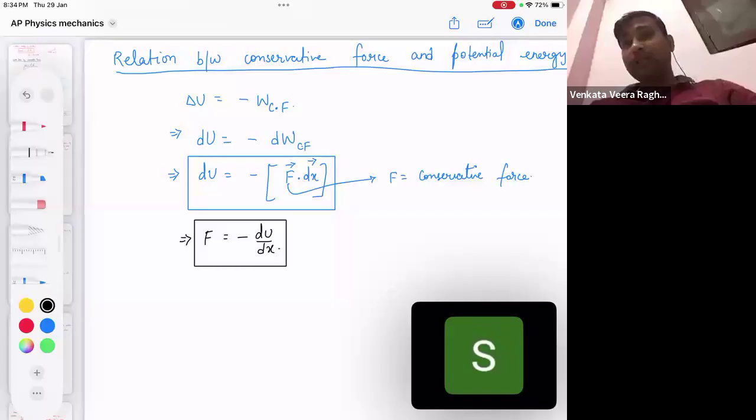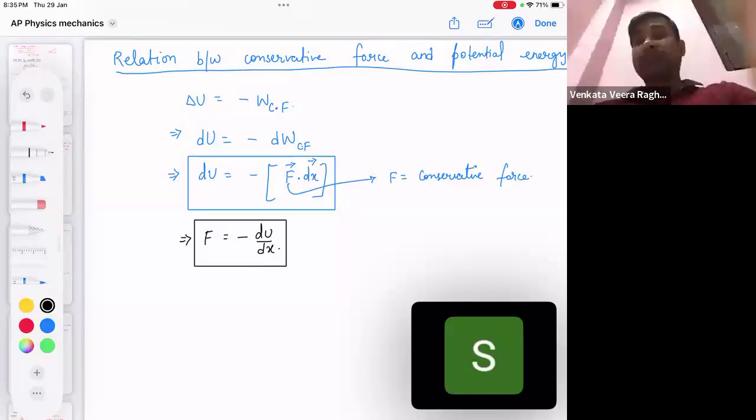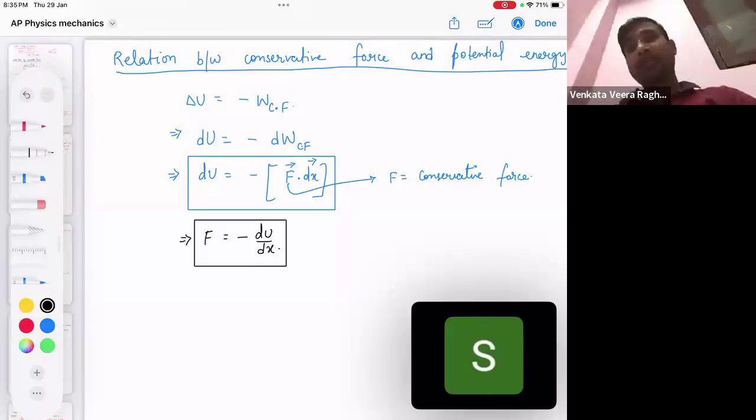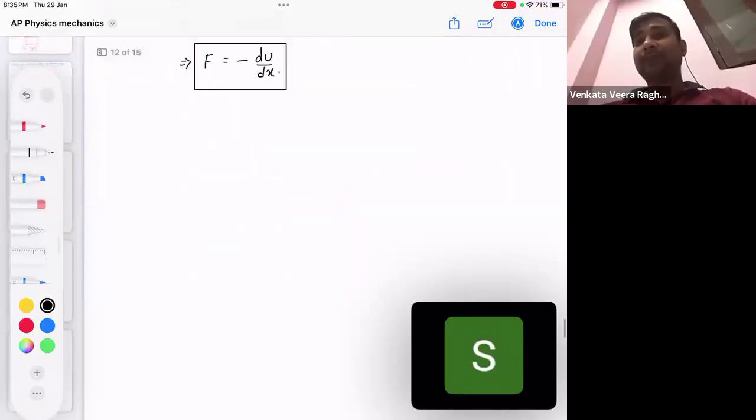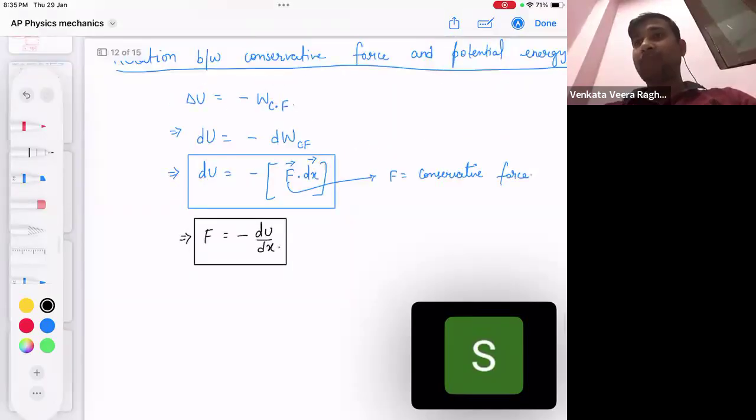In that situation, we should find the force by partially differentiating it. If I differentiate potential energy with respect to x, that gives us the force in the x direction. Then we differentiate it with respect to y, which gives us the force in the y direction. Understood? Now, one last thing we will discuss, and then we'll go for the question. That is called conservation of mechanical energy. Up to this part is clear? Yes.